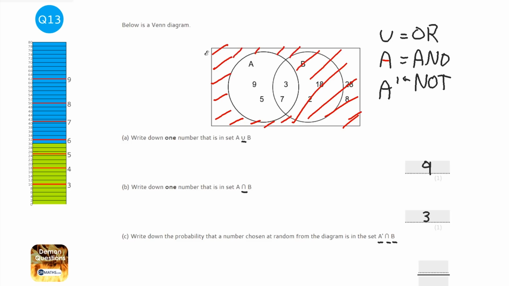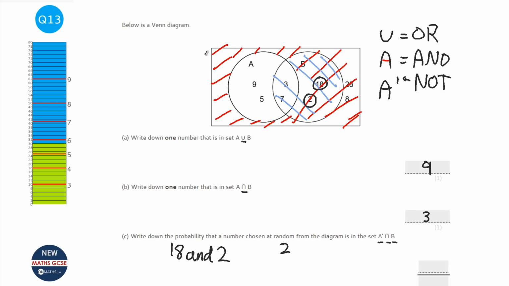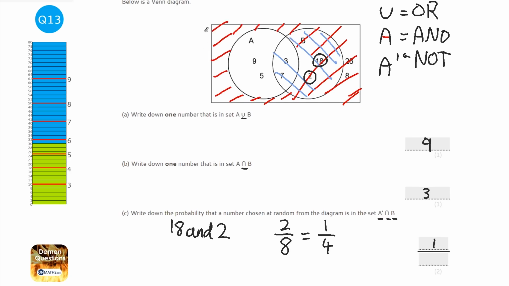And let's have a look at where B is. So B is anywhere here. So the numbers that overlap both of those are the 18 and the 2. So there are two numbers that fit that bill. So that will go at the top of our fraction. And there's 1, 2, 3, 4, 5, 6, 7, 8 in total. Now I can simplify that a little bit to make it a quarter. And so my answer to that will be 1 over 4, or a quarter.